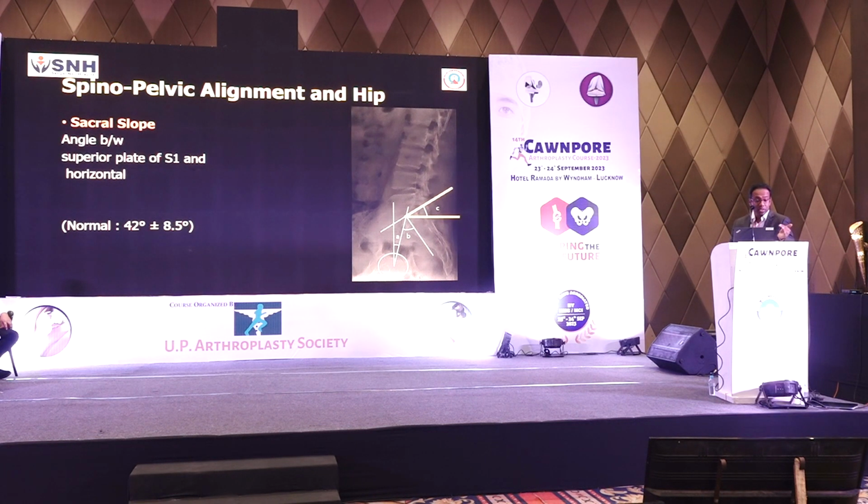Now the sacral slope, as the name itself suggests, is the angle between the superior end plate of S1 and the horizontal. This is the angle that you have to consider. The normal is around 42 degrees plus or minus 8.5. Again, the values are not important. You have to see how this changes in your patient who is going to undergo a total hip replacement.